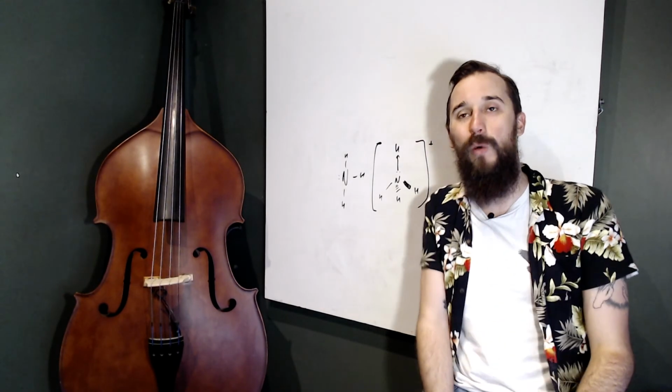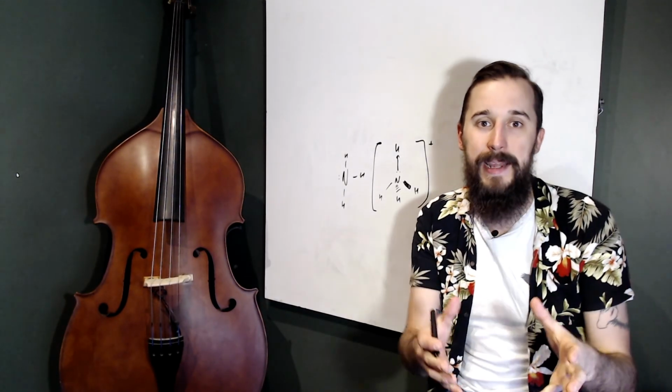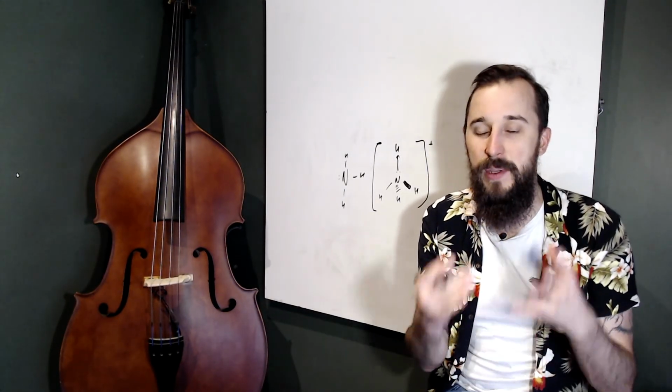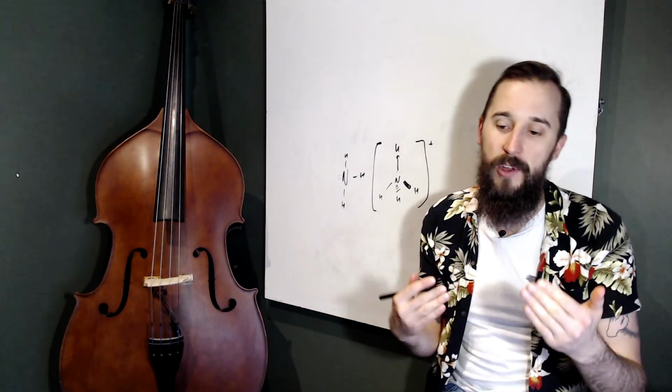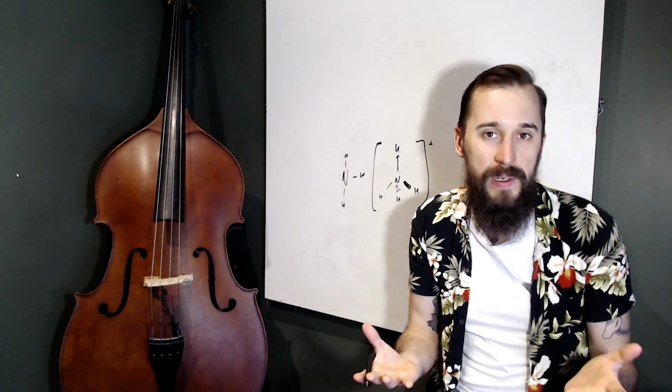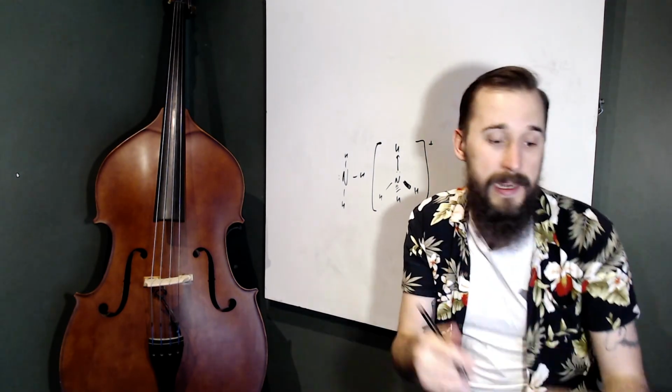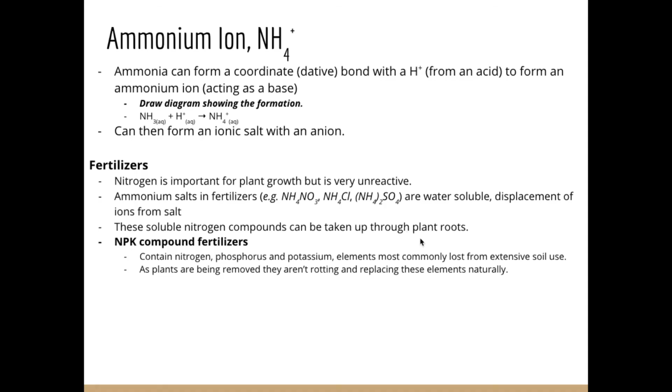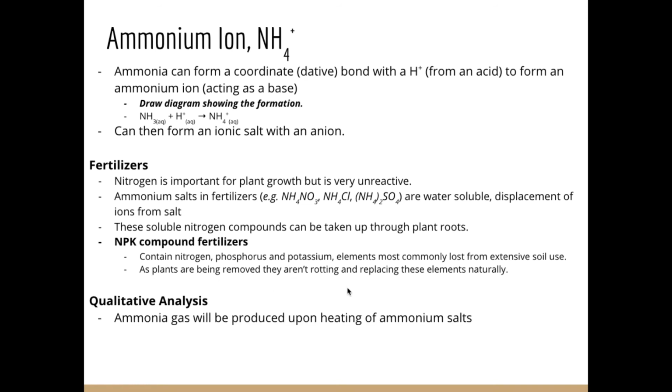If you think agriculture on a large scale, constantly planting, constantly digging up, constantly planting again, we're constantly changing the nutrients in the soil, and because it's not given ample time to re-establish the levels that it needs naturally, we can artificially put this in through these fertilizers. As plants are being removed, they aren't rotting and replacing these elements naturally. Okay, so that's one application of our ammonium ion and our ammonia.